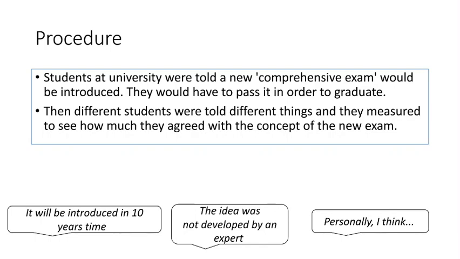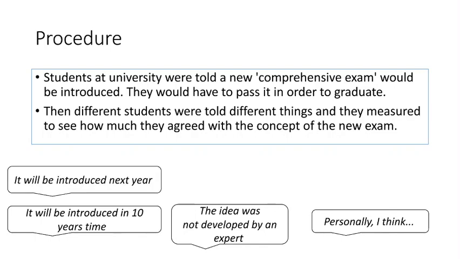So one thing that they looked at was, is it personally relevant to them or not? So some students were told this comprehensive exam will be introduced next year, which obviously would affect them if they were currently a student, and some were told it will be introduced in 10 years' time, i.e. it's not going to be personally relevant for them. So they're looking to see the difference between the groups. Are the ones who are saying it will be introduced next year, are they going to pay more attention to the arguments and really process it or not?